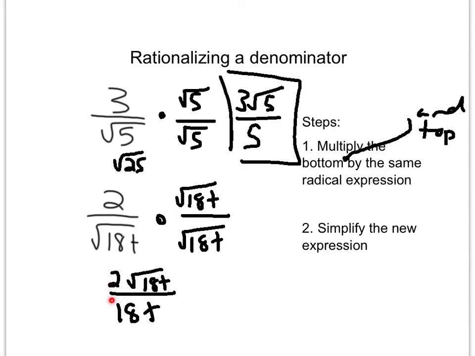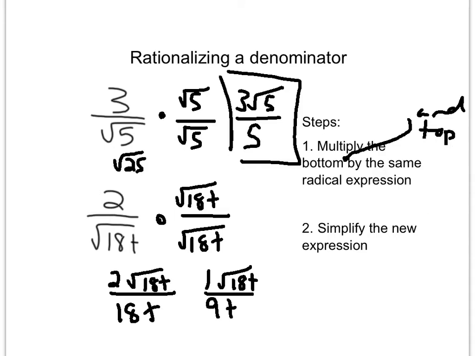Well, the first thing I see is 2 and 18. That can simplify into 1, and I still have times the square root of 18t over, and then the 18 would simplify to 9, and I still have a t on the bottom. So basically I just simplified these out and made it 1 over 9 times the square root of 18, and then times t on the bottom.